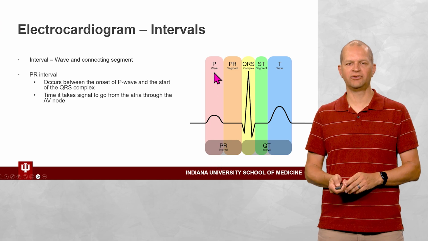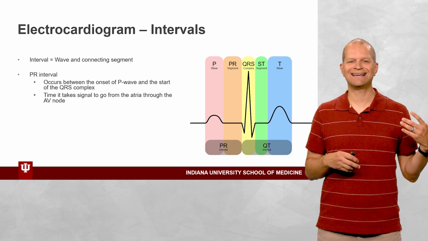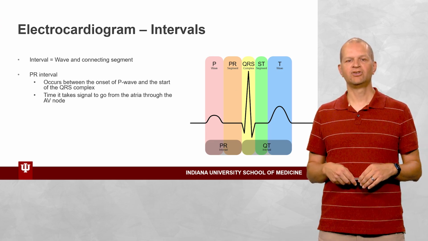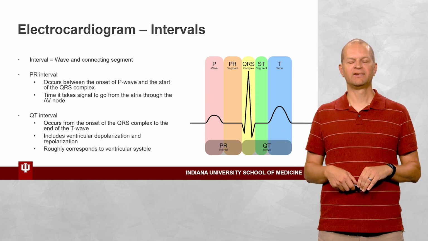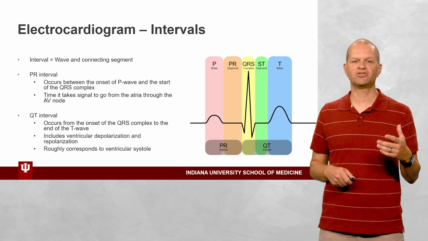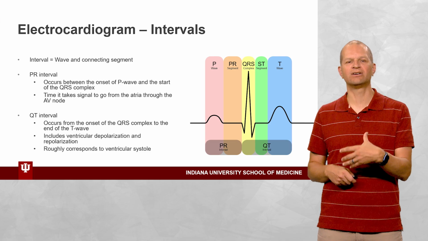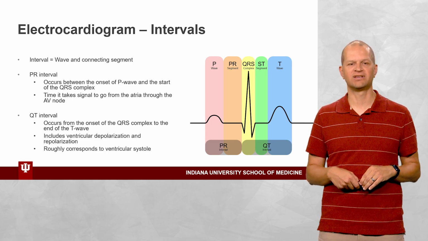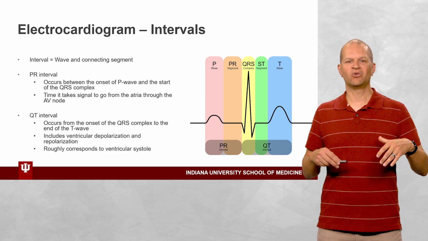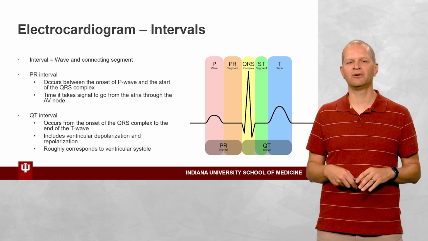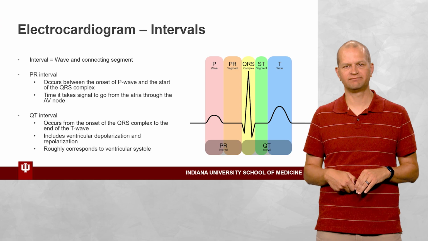So here's my PR interval. Notice we've got the P wave and we've got the PR segment. Okay, and so this is ultimately the time it takes that electrical signal to travel through the atria and into and through the AV node. Then we've got the QT interval. So it's similar. So this is from the beginning of the QRS complex to the end of the T wave. So in this case, the segment comes first. And so this is ventricular depolarization and repolarization. And so this corresponds, not exactly, but pretty close to ventricular systole. Or in other words, when the ventricle is contracting.